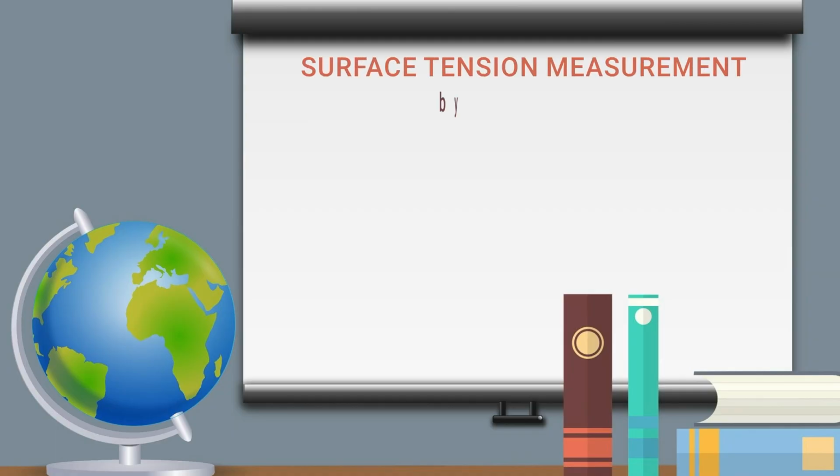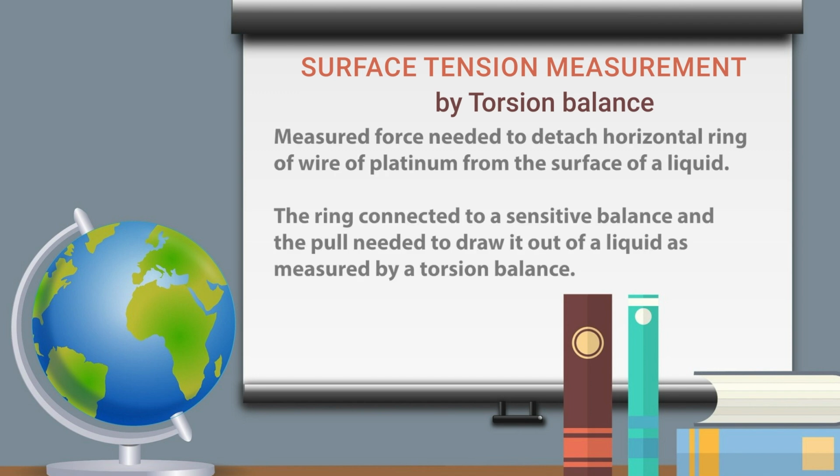The other method is the torsion balance. In this one, what you have is the force needed to detach a horizontal ring. What you do basically is you put a horizontal ring on the surface, and you attach it to a platinum wire, and you pull the wire up. The amount of force it requires, that will be the tension. All the surface tensiometers are based on this principle.